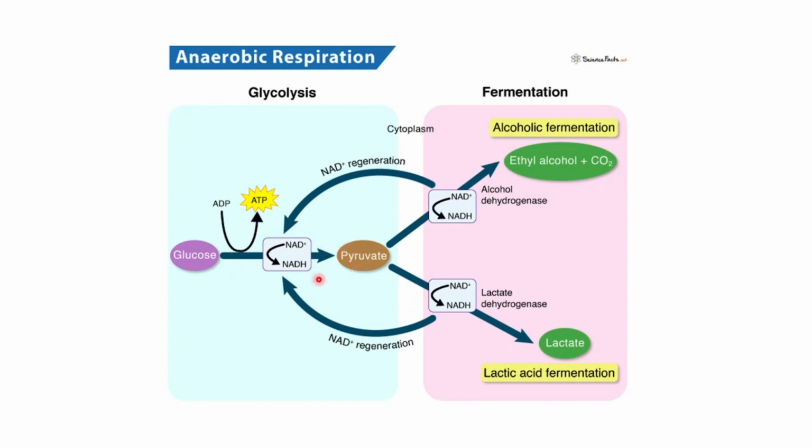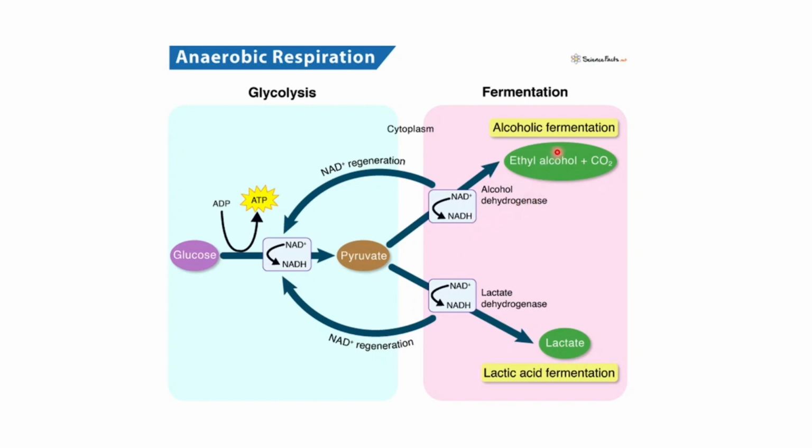And to fulfill that demand, the NADH that is produced in the previous step donates its electrons to pyruvate and converts into NAD plus, producing organic acid or alcohol as a byproduct. This phenomenon of producing acid or alcohol from pyruvate by the action of NADH is referred to as fermentation. A common question is: how many ATPs are produced during anaerobic respiration? In anaerobic respiration, 2 molecules of ATP are produced from 1 molecule of glucose.